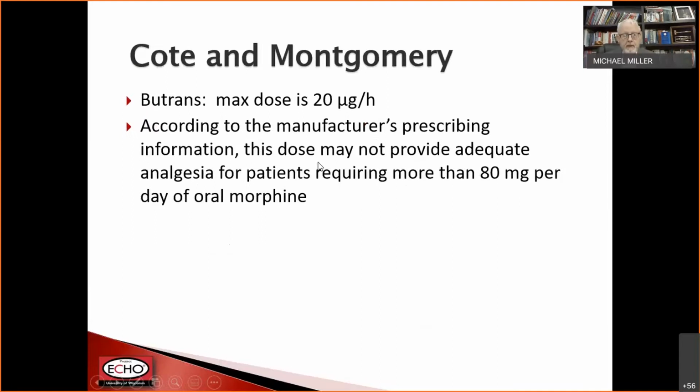Again, the maximum dose in the United States is 20. And the issue of equivalence with other opioids is controversial. There are a lot of different bioequivalence tables, but if somebody's requiring more than 80 milligrams, this says you're not going to get that much effect from the Butrans patch.